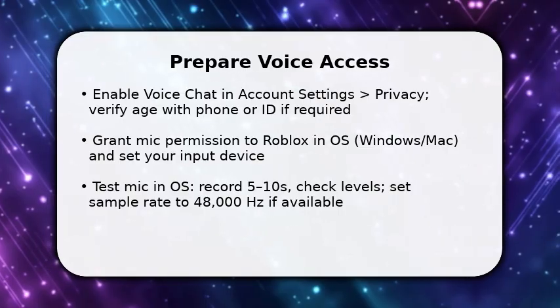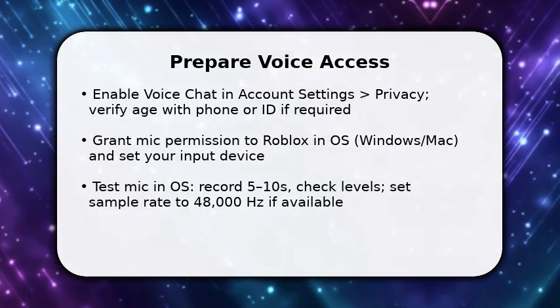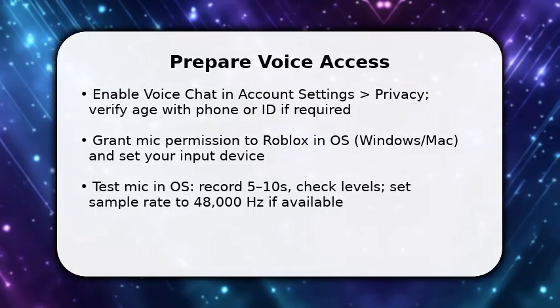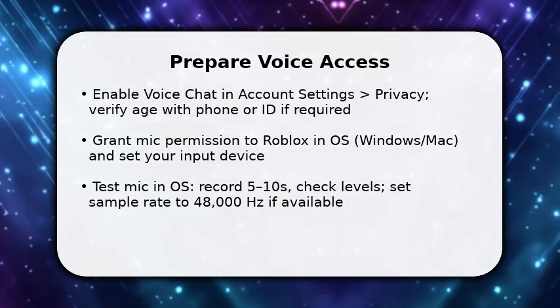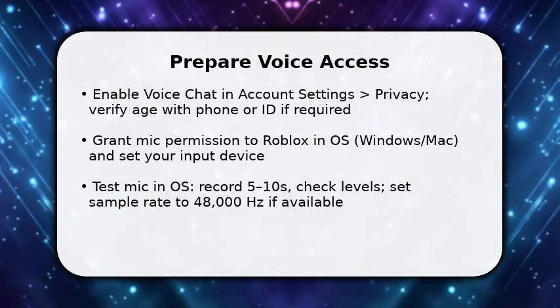Next, give the app mic permission in your operating system and select the correct input device. This prevents apps from using the wrong microphone. Once done, run a quick OS level test. Record 5 to 10 seconds and watch the level meters to confirm sound is reaching your PC.